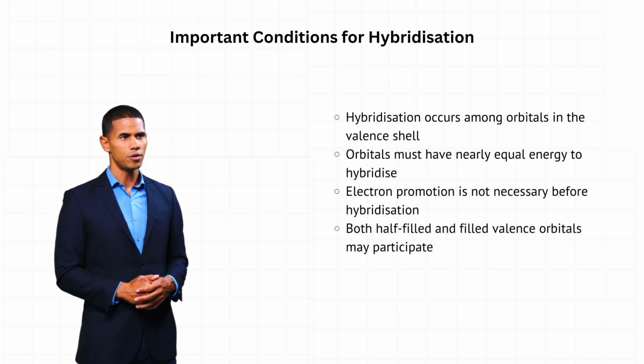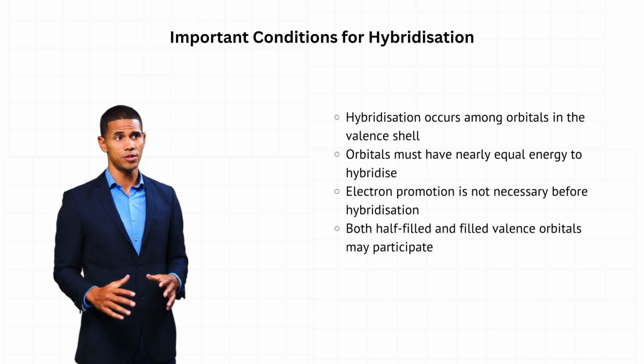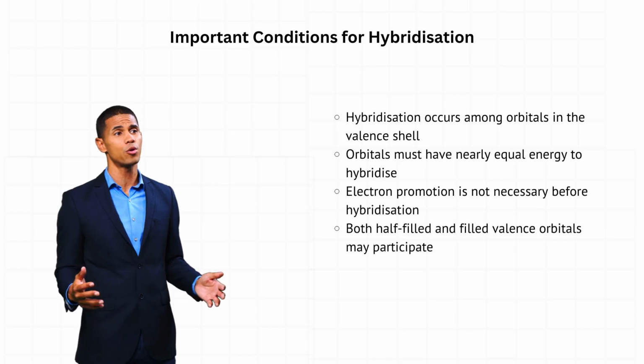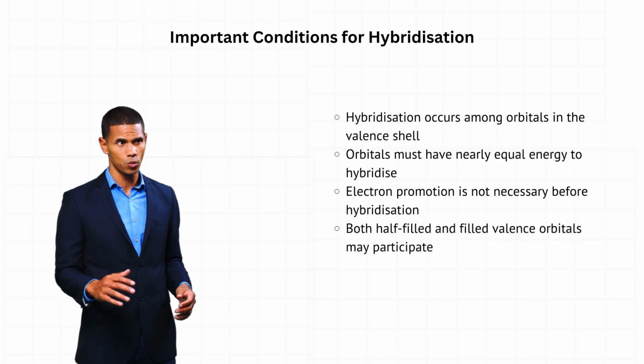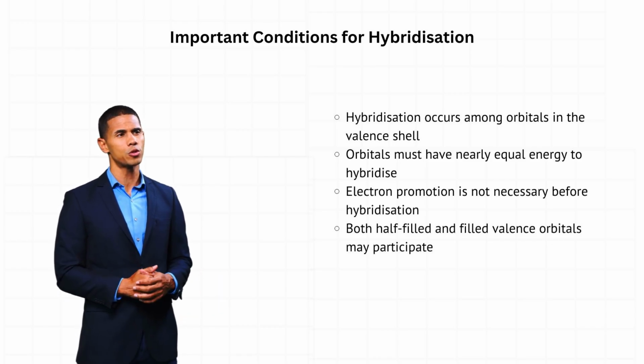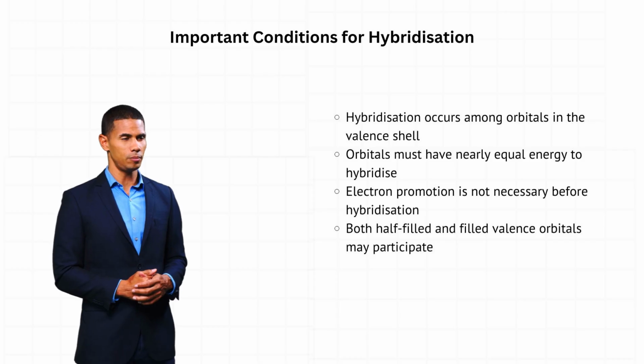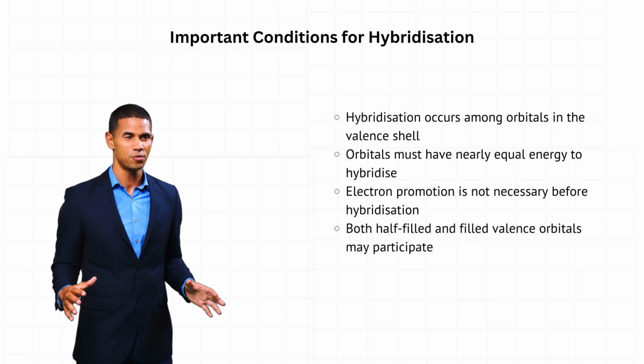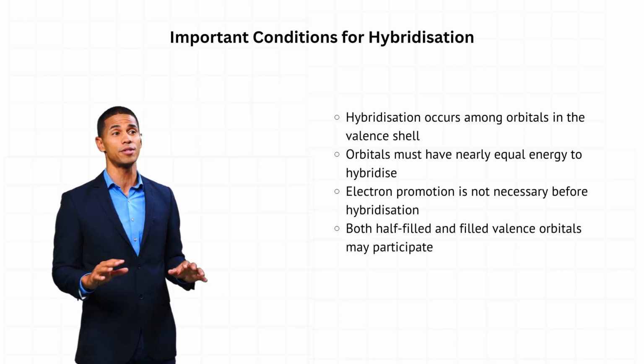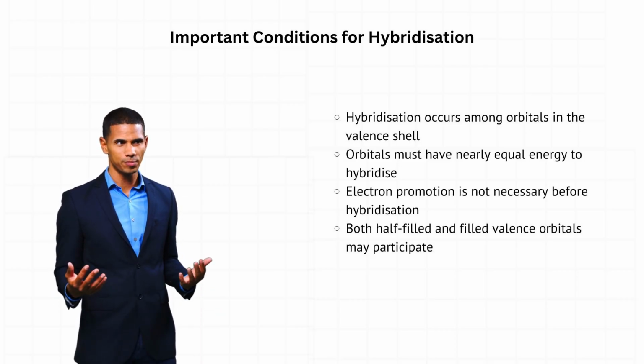Imagine trying to blend two musical notes. If their pitches are close, they harmonize beautifully. Similarly, orbitals need similar energies to mix well. Thirdly, it's not essential for electrons to be promoted or excited prior to hybridization. That means an atom can hybridize without first rearranging its electrons to higher energy orbitals.